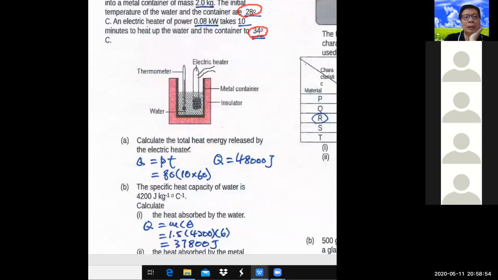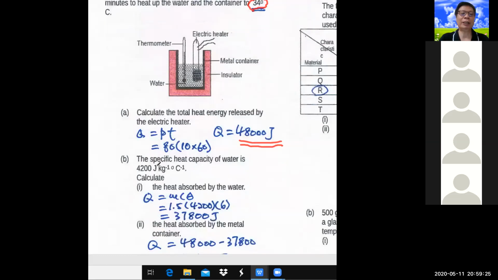Now calculate the total heat released by the heater. Q equals Pt, right? The energy from the heater is power multiplied by time, Pt. Power is 80. Where do you get 80? 0.08 times 1000 kilowatt, right? So it's 80 watt. Time is 10 minutes, right? Change to seconds. So you get 48,000 joule. This is the heat energy produced by the heater. Okay. Now the specific heat capacity of water is 4,200. Then they ask you to calculate the heat absorbed by the water.